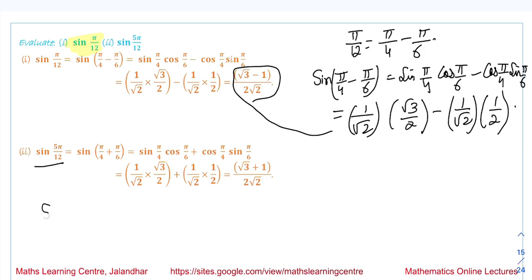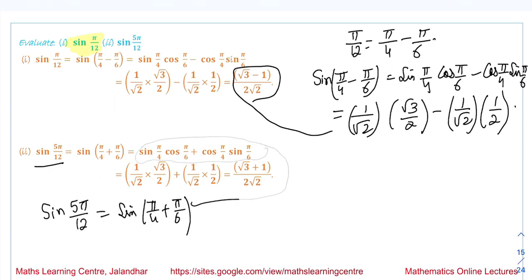Similarly, when we are talking about the value of sine of 5 pi by 12, we write it as sine of pi by 4 plus pi by 6. Again applying the formula of sine theta plus phi, we put in all these values. Cos pi by 4 is 1 by root 2, sine pi by 6 is 1 by 2, sine pi by 4 is 1 by root 2, cos pi by 6 is root 3 by 2, and we obtain this answer.